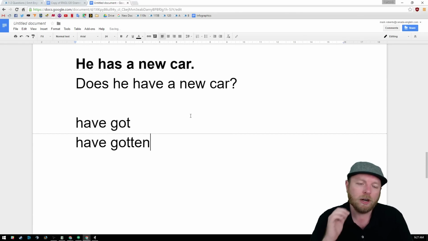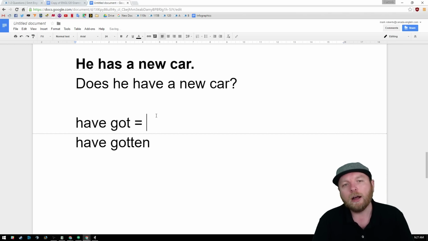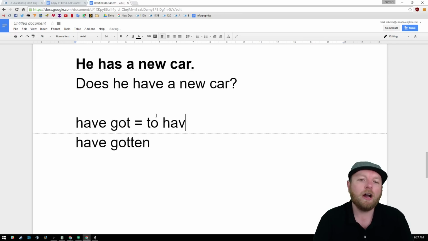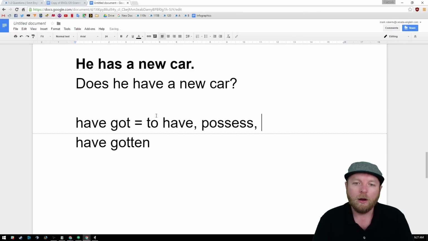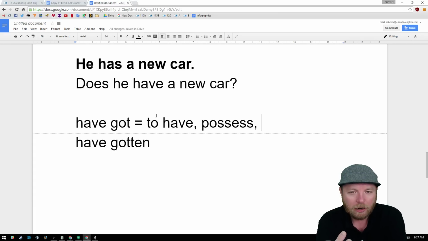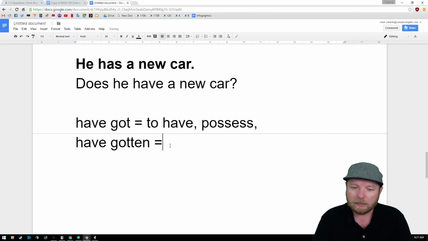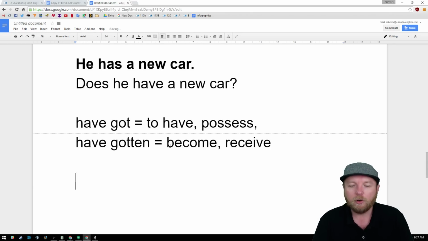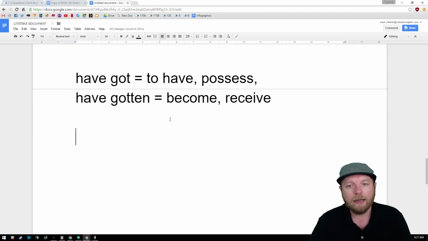Have got and have gotten. Okay, what's the difference? Have got means to have something, to possess something. Okay, I have it. All right, it's mine here right now. Have gotten means to become, or receive. Now this have gotten, you have to study the present perfect to understand this, right?